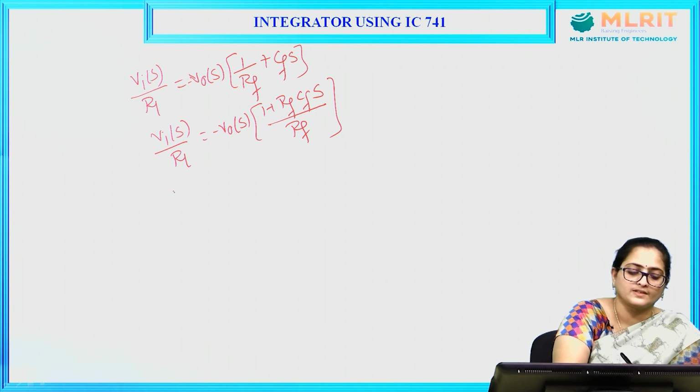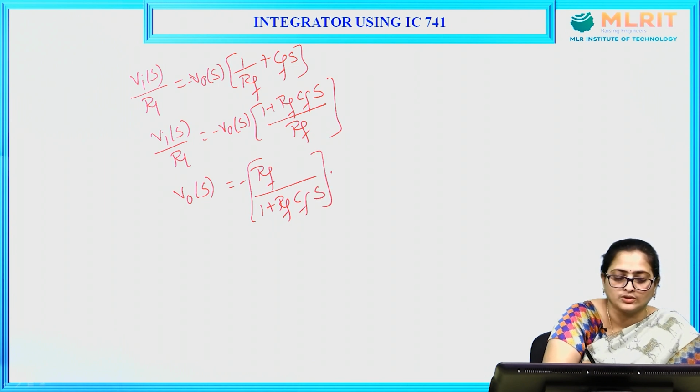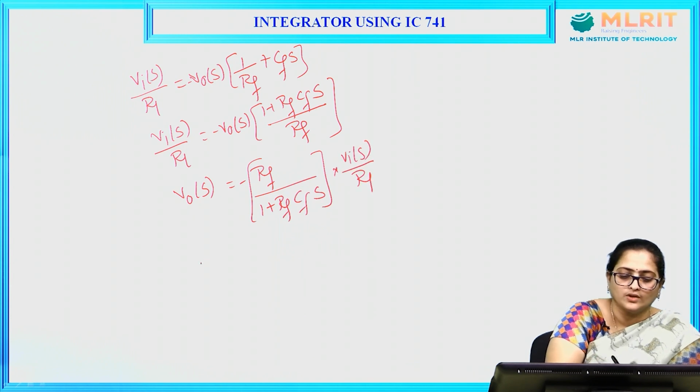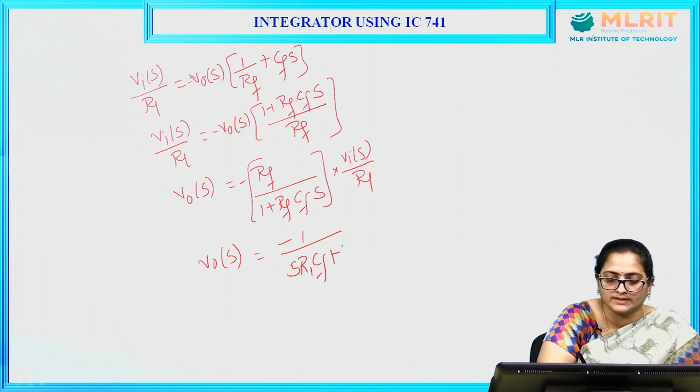We want the expression in terms of Vo(s). So Vo(s) can be given as -RF/(1 + RF·CF·s) times Vi(s)/R1. So finally you can write Vo(s) = -1/(s·R1·CF + R1/RF) times Vi(s).